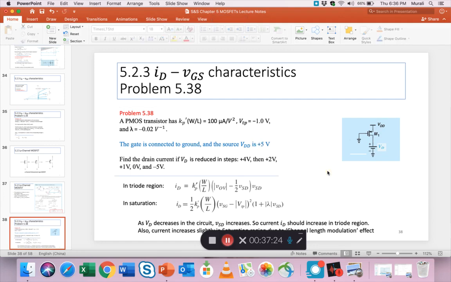Okay, so find the drain current if VD is reduced in steps.